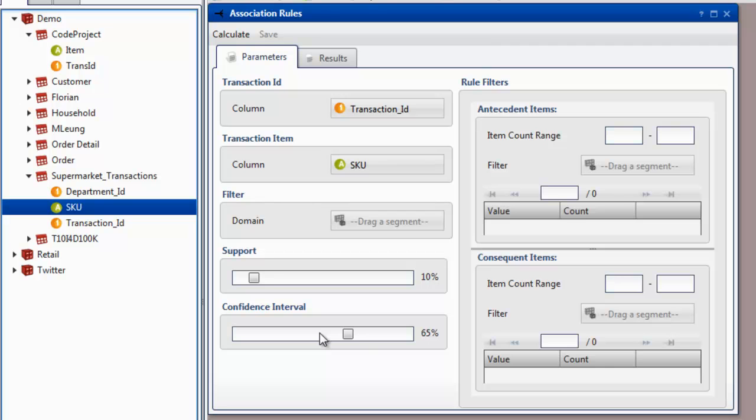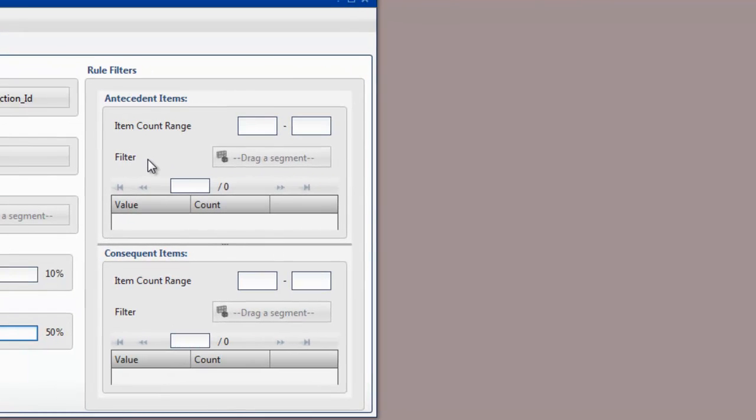So I'm going to leave the support as it is, and I'm going to lower the confidence to 50, in hope that we'll find more rules. This is where I apply filters for the rules. For example, if I wanted to find rules which only contain bread, or if I wanted to find rules that only contain bread and cheese, then this is where I would apply the filters. I also have here the option to constrain the range of the amount of items that appear in the left-hand side and the right-hand side of the rule.